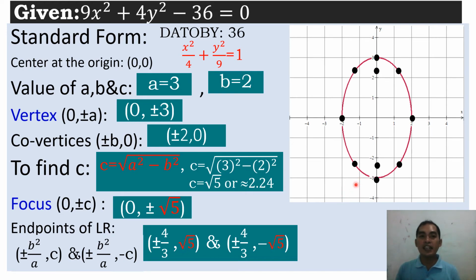So this is the graph of the given general form of an ellipse 9x squared plus 4y squared minus 36 equals 0. Let's proceed to example number 2.